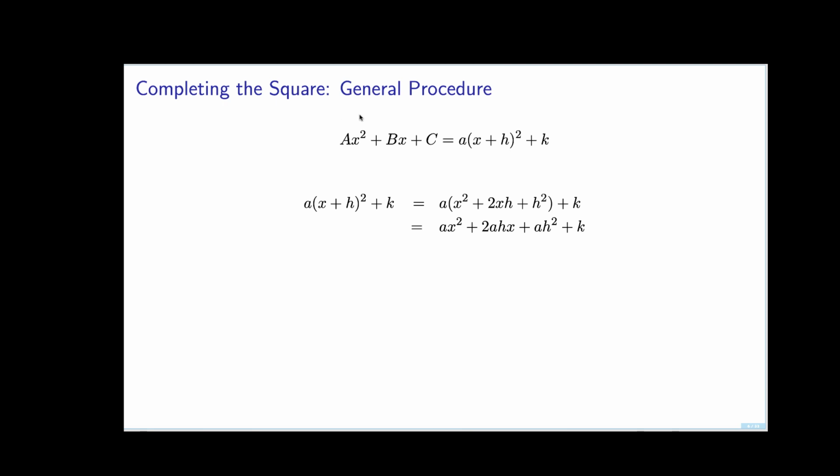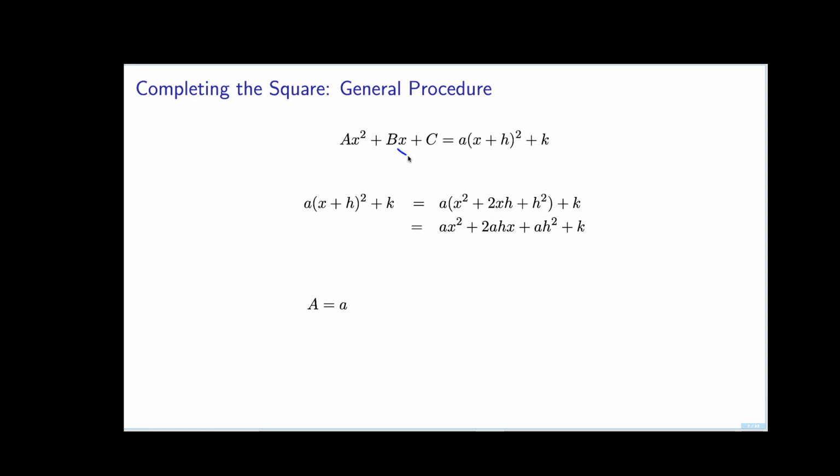Now remember, our goal was to express capital A x squared plus capital B x plus capital C in the form on the right-hand side, which we now know is equal to this expanded form that we just obtained. So in order for these expressions to be equal for all values of x, meaning to represent the same expression, we need corresponding coefficients to be equal to one another. In other words, we need the coefficient of x squared on the left to equal the coefficient of x squared on the right. So we need capital A to be equal to little a.